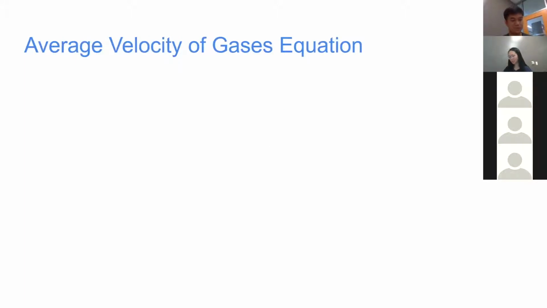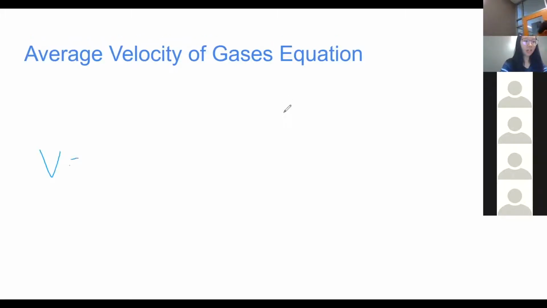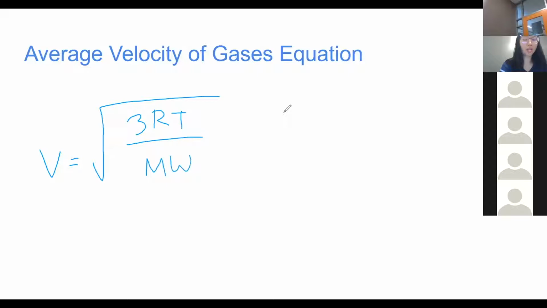The next topic for gas laws is the average velocity of gases equation. You should memorize this equation because there could be a problem on it. The equation is, the average velocity of a gas is equal to the square root of 3 times RT all over the molecular weight of the gas.